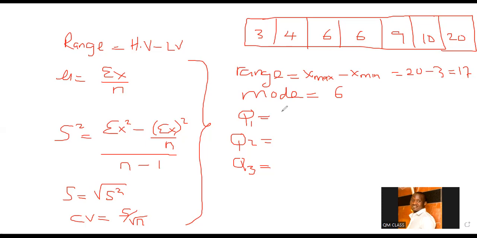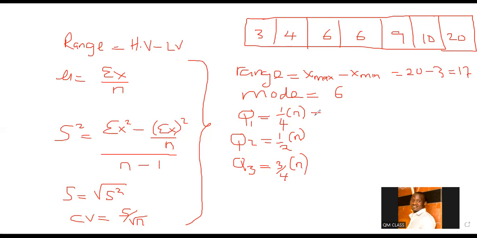So how do you find the lower quartile? It is a quarter of n. How do you find the median? It is half of n. How do you find the upper quartile? It is 3/4 of n. So the rule here is, if you find the whole number, you maintain the whole number and add the subsequent number and you divide by 2.